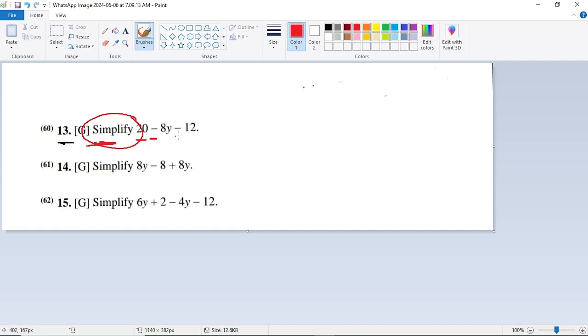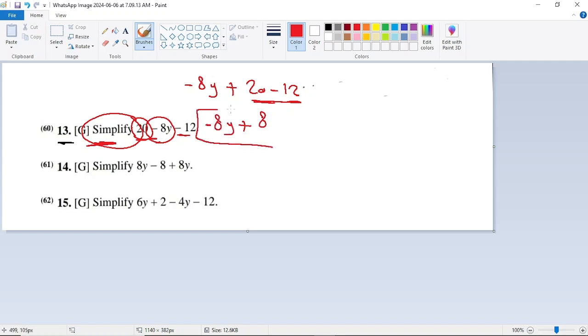Now simplify 20 minus 8y minus 12. It's very simple. I have this variable, minus 8y, plus I have 20 minus 12. 20 minus 12 is 8. So I have here minus 8y plus 8.